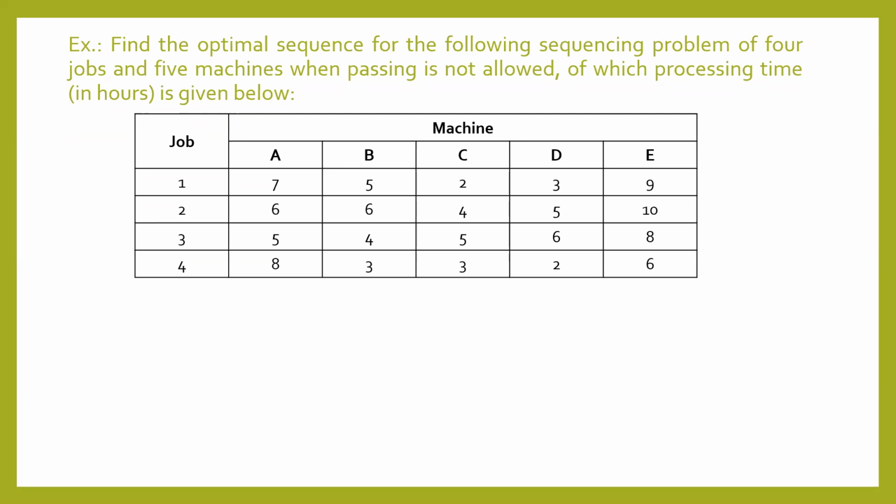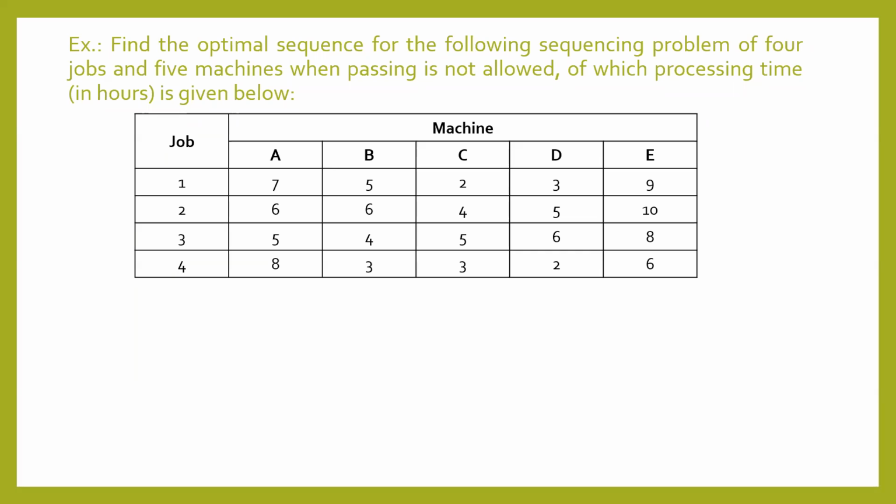What about the other machines in between the first and the last machine? We are going to find the largest processing time. The largest processing time for machine B is 6, which is of B2. Then for C, it is 5, which is C5. And for D, it is again 6, which is of D3.